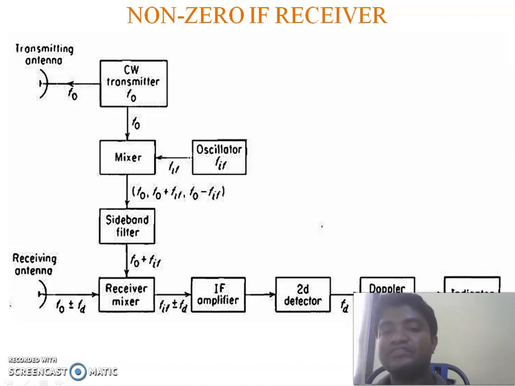In the non-zero IF receiver, the intermediate frequency is a non-zero, high value, so that the effect of flicker noise is reduced, and separate antennas are used for transmission and reception. One antenna is used for transmission and the other antenna is used for reception. Therefore, the largest isolation is provided. And this is about the non-zero IF receiver.